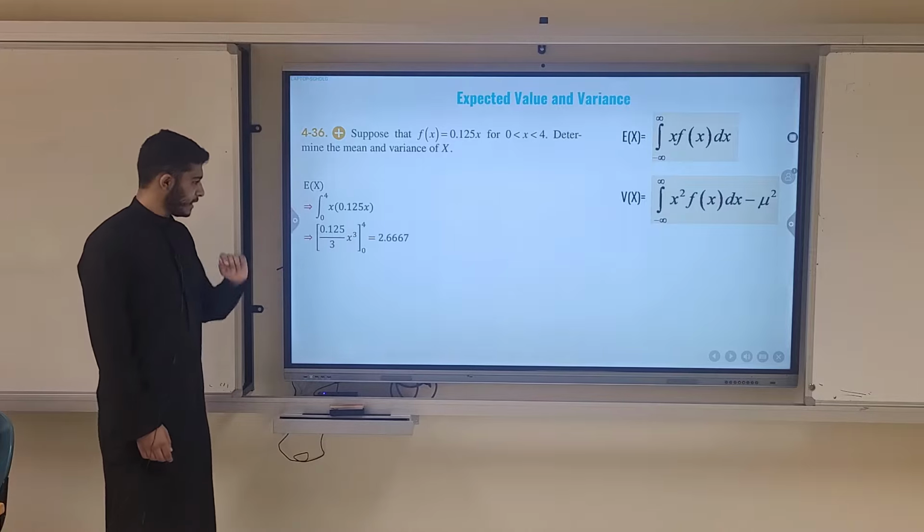The next one, the variance. The variance, same idea, but instead of multiplying the f of x by x, now you're going to end up multiplying it by x squared, and at the end you're going to subtract the mean squared. So you should end up with this answer here.